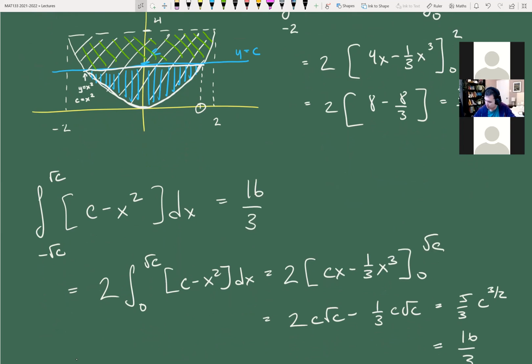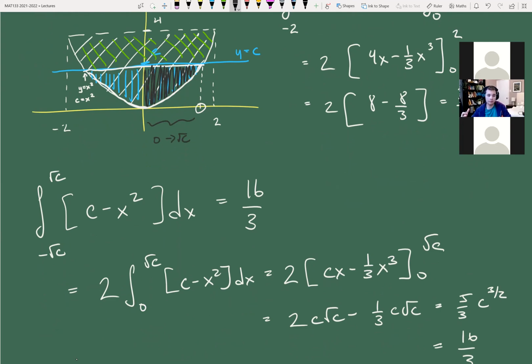Why is it 0? Like which thing? Like why is this 0? Same thing I did above, right? Which is to say, if I want the blue area, I can just compute the black area and multiply it by 2. So I compute the area from 0 to root c and then double it.